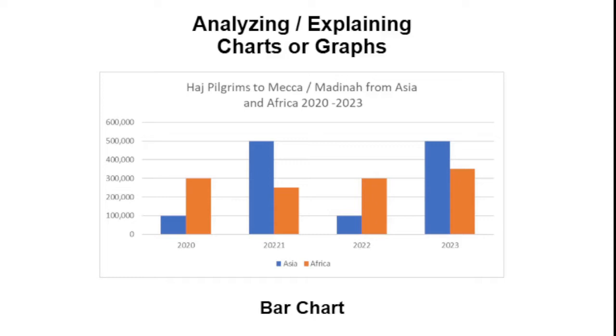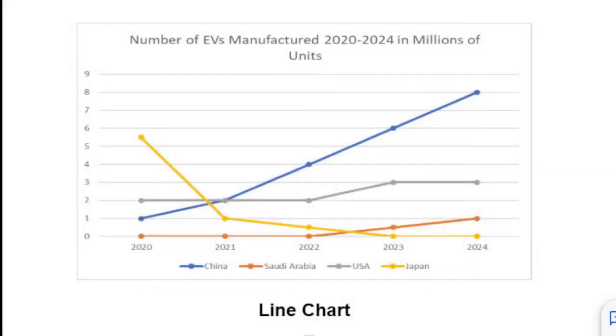The second most common type of chart is the line chart. Let's look at an example of a line chart. It's clear why it's called a line chart, because of course we read the information in lines, and the title of this chart is the number of electric cars manufactured in the years 2020 to 2024 in millions. Each line is a country. Yellow line is Japan, blue is China, grey is USA, and orange is Saudi Arabia.